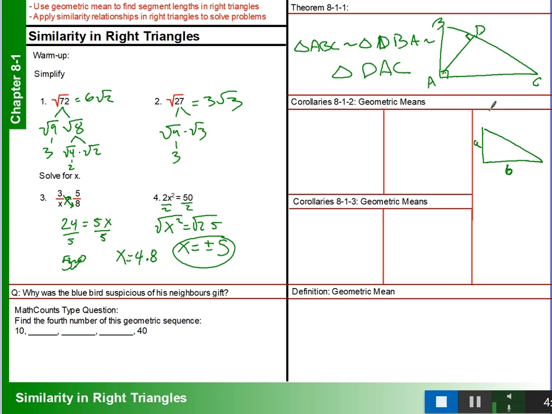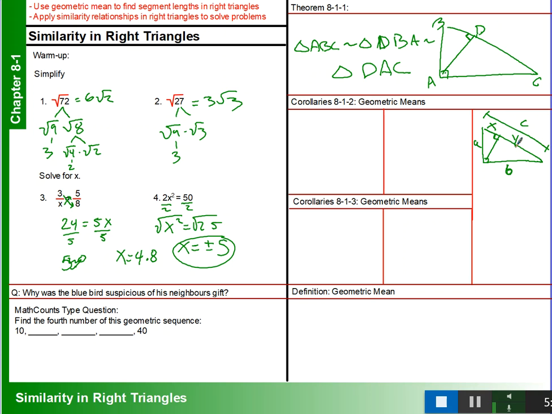We're going to call this entire side C. I'm going to drop that altitude again. And I'm going to call the segments of C, x and y. And so corollary 8-1-2 says that the length of the altitude to the hypotenuse of a right triangle is the geometric mean of the lengths of the two segments of the hypotenuse.